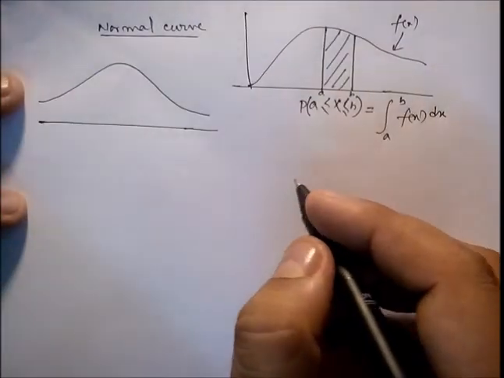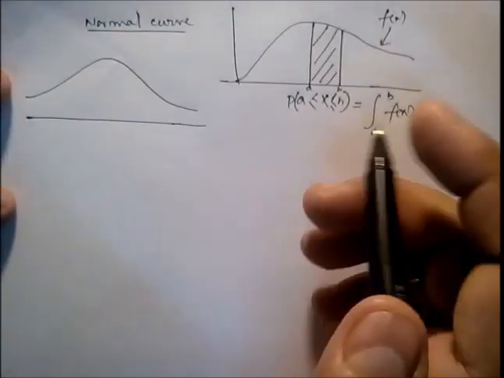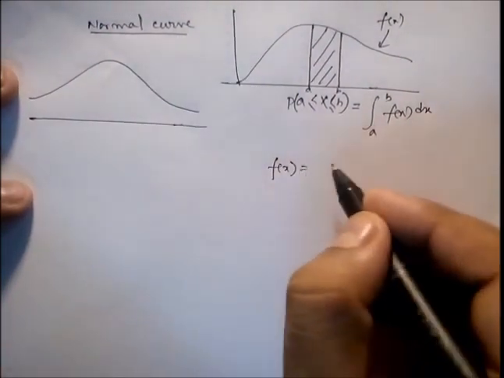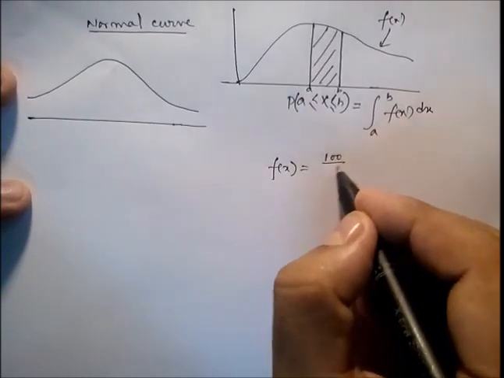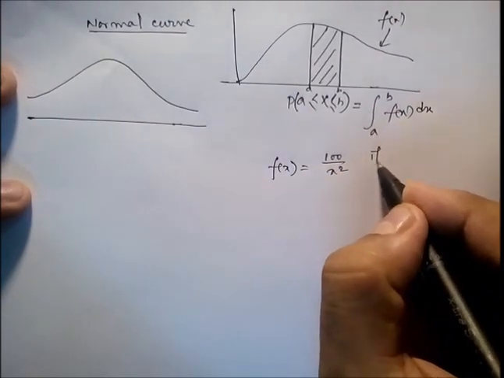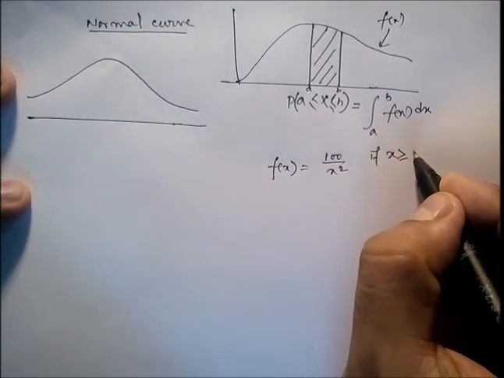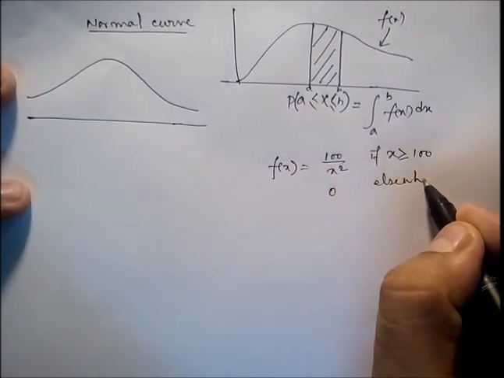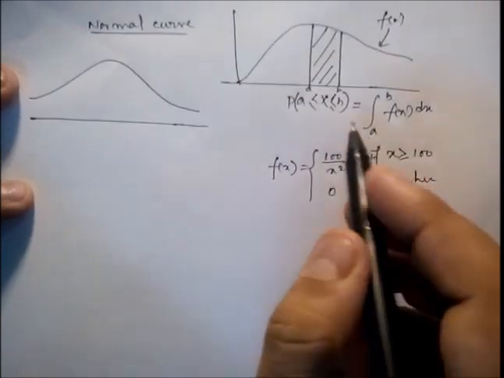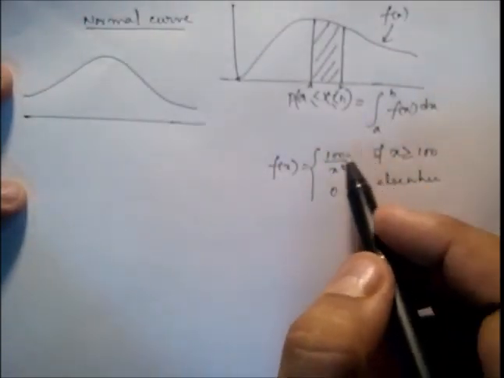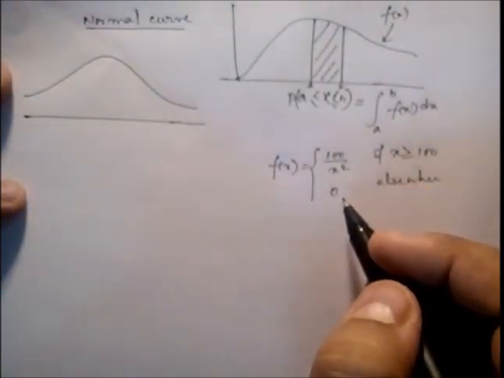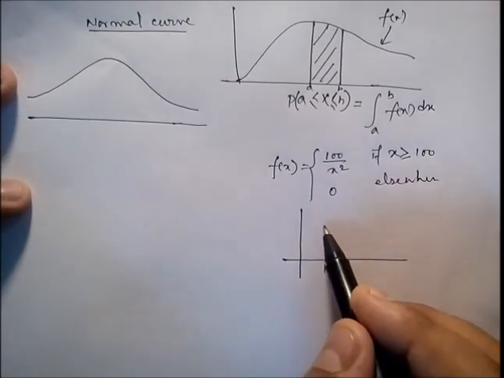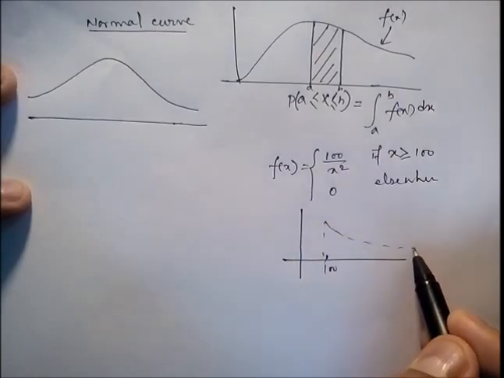Okay, now in the previous video we have solved that. If a probability density function is 100 by x square, if x is greater than 100, 0 elsewhere. So already you have solved this particular problem. This is nothing but a probability density function, and the figure will be like that, from 100 it will be like this one.